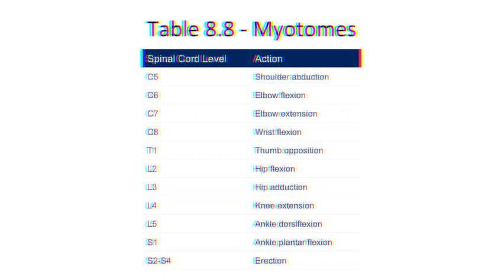So here's table 8.8 showing the myotomes. These are the ones that are clinically relevant and important for step 1. I won't read them to you here, but you may pause the video to take this in. Now let's go ahead and apply this knowledge with some examples.